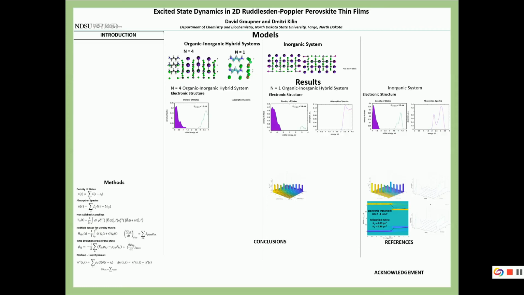So which methods are needed to fulfill this goal? To determine the relaxation rate, the rates we want to use, the final equation that I have listed here, the one that I apparently didn't make big.